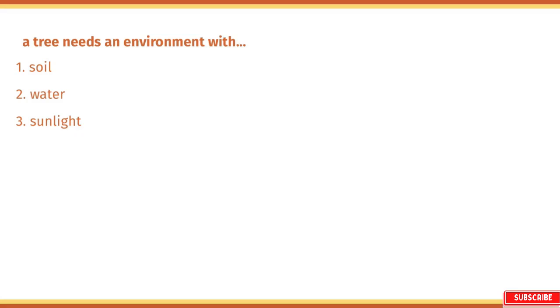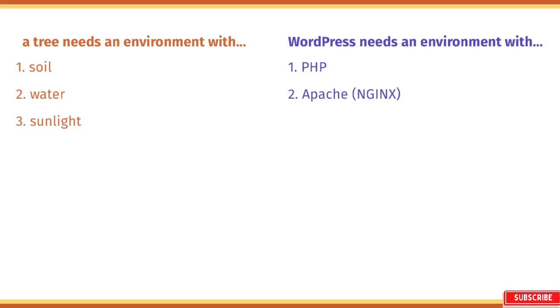Well, it's the same thing with WordPress. We can't just plant WordPress anywhere on our computer. WordPress needs an environment with the following 3 things. Number 1, PHP. Number 2, Apache or Nginx, and number 3, MySQL or MariaDB.